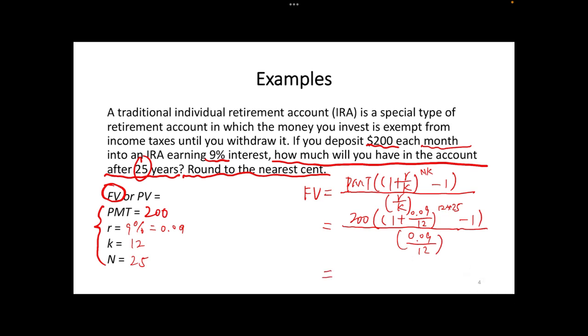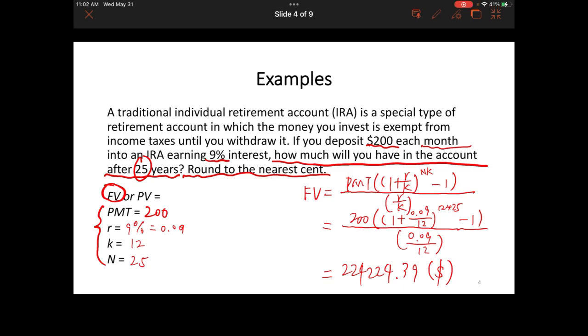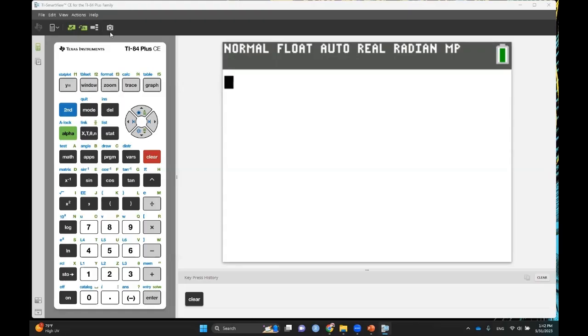And then I already put into a calculator, and the calculator result is 224.39. Okay, the unit is the dollar. Okay, that's this example.